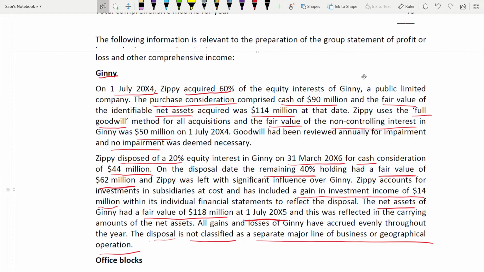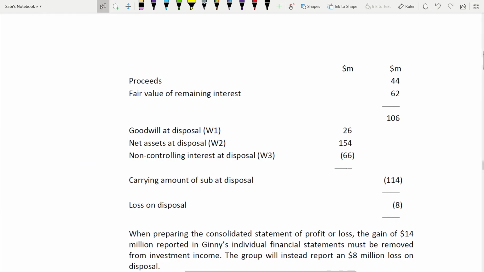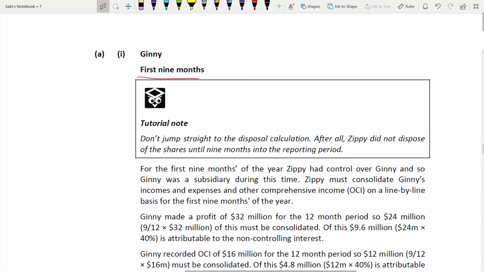So what will come? From 31st March 2006 to 30th June 2006 you cannot take into account, it is disposed. That means before that. So 3 months: April, May, June, these 3 months you cannot take, they are the disposal period. In these three months they are an associate. That means before these 3 months they were a subsidiary. So that's why first 9 months they are a subsidiary. So that's why it says first 9 months.